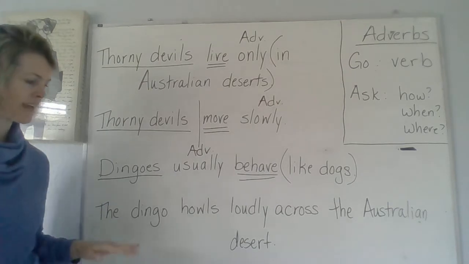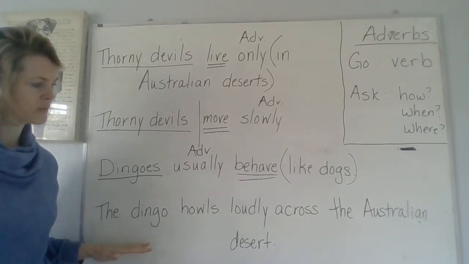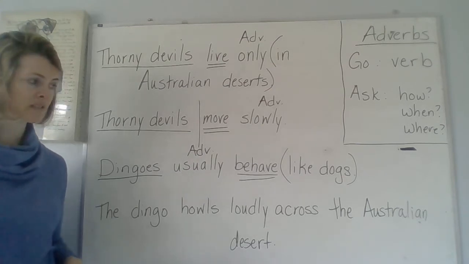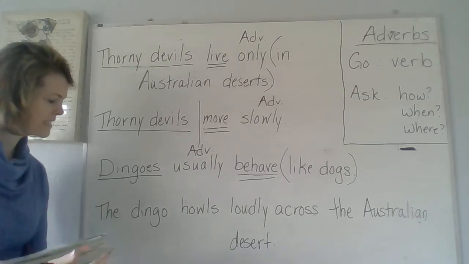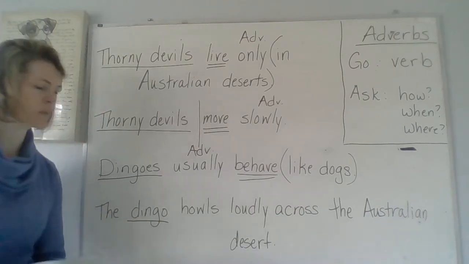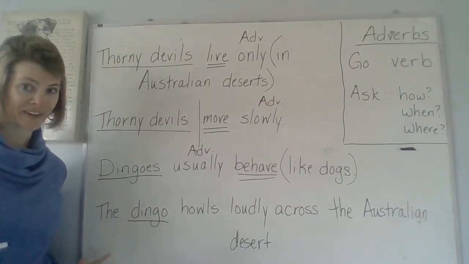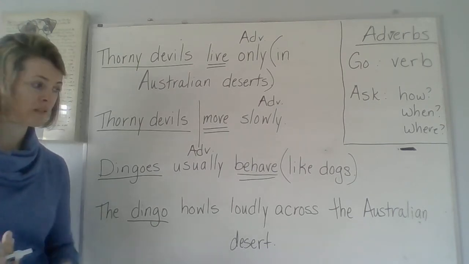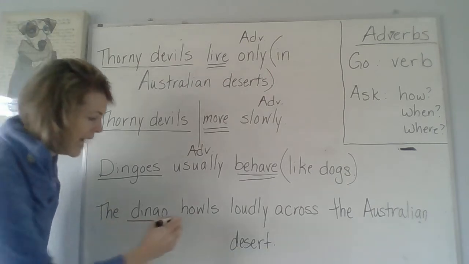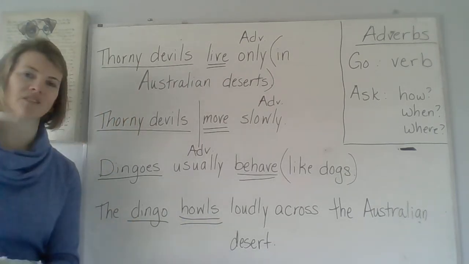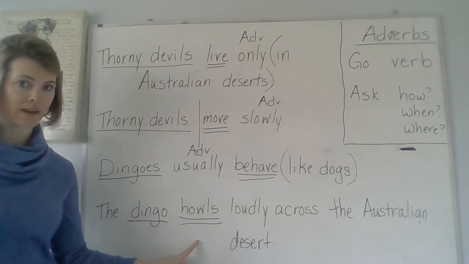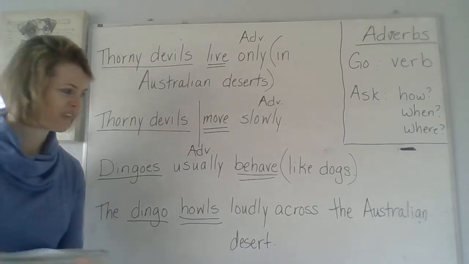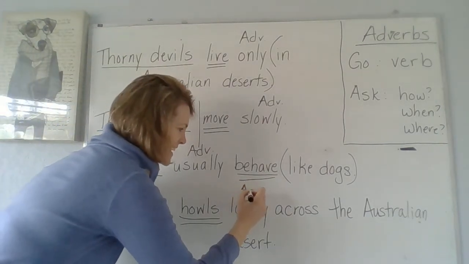Okay, last sentence. Read it with me. The dingo howls loudly across the Australian desert. What howls loudly across the Australian desert? The dingo. Just dingo, right? We know that the is an article adjective. What is being said about dingo? Dingo, what's he doing? Howls. There's my action verb. To find my adverb, I go to my verb and ask, howls how? Did you find it? He howls loudly.